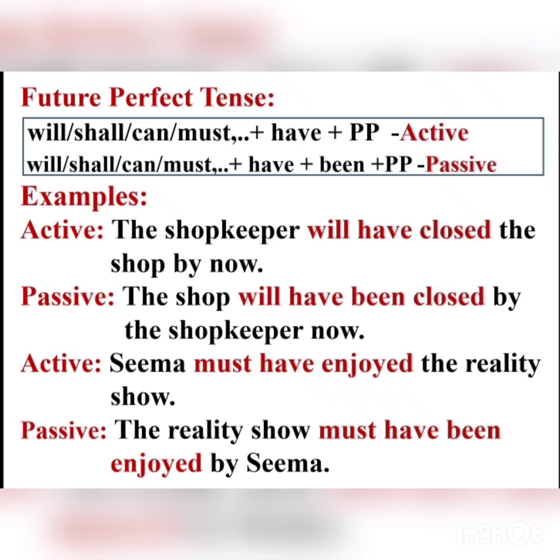The shopkeeper will have closed the shop by now. Here the subject is the shopkeeper, will have closed. The verb is in future perfect. The shop is an object over here. Let us take the shop. The shop will have been closed by the shopkeeper now. Next example is, Seema must have enjoyed the reality show. The reality show must have been enjoyed by Seema.